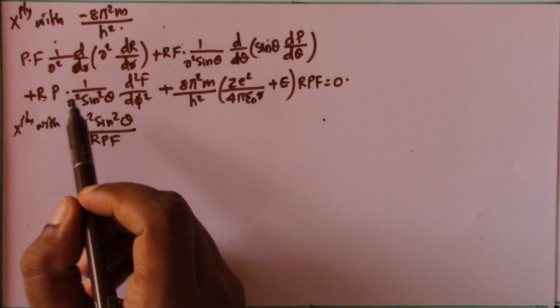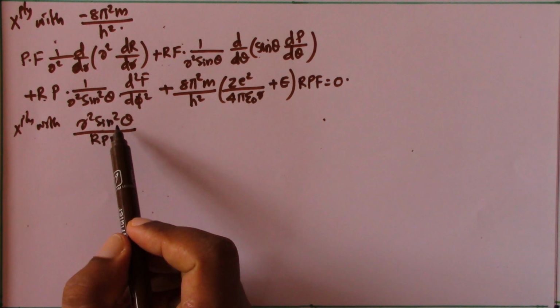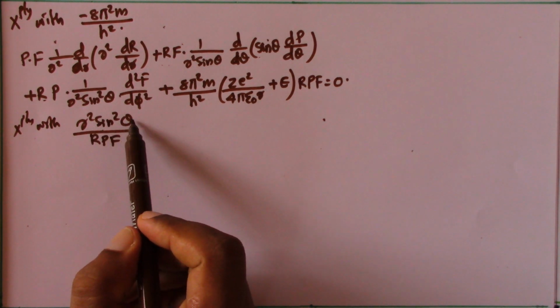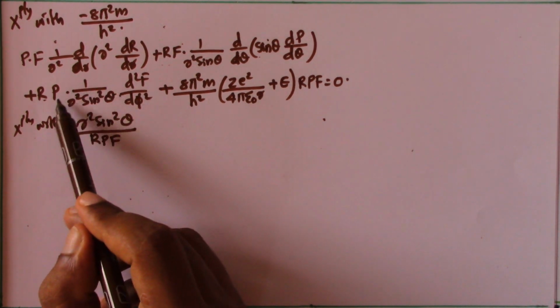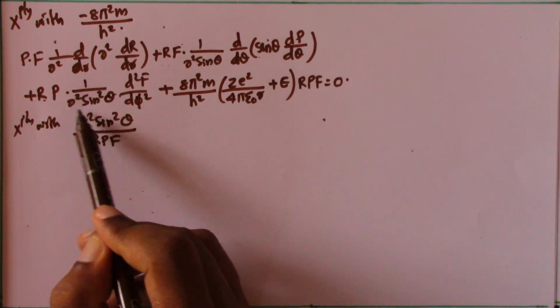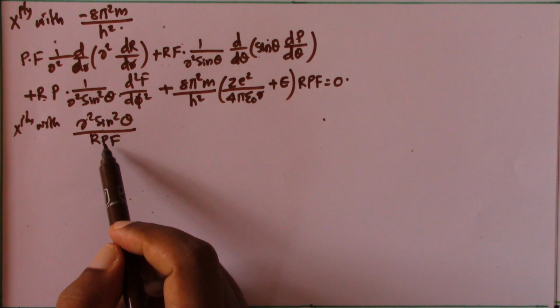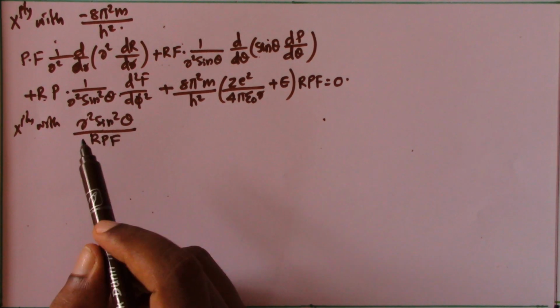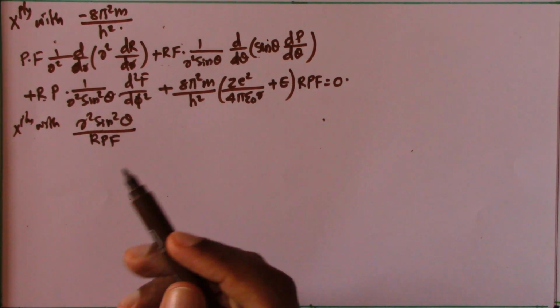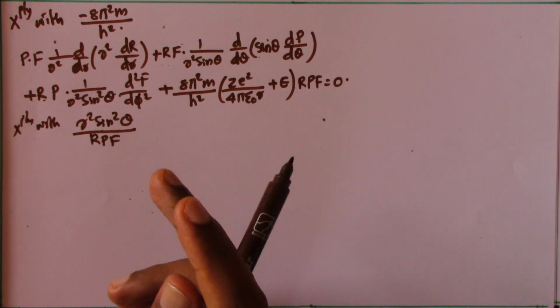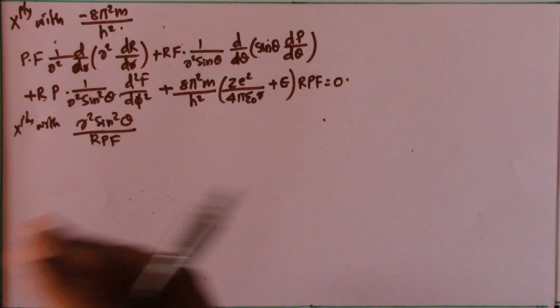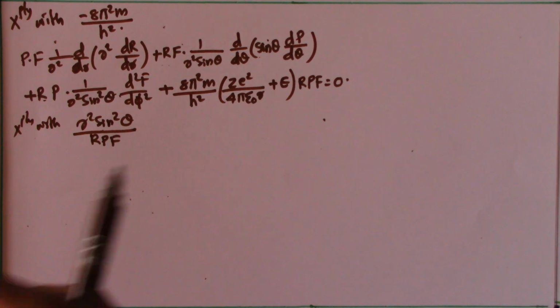So what I am going to do here is that I am going to multiply this with the r square sine square theta. R square sine square theta is the denominator of this term. See, r square sine square theta. Then I am going to divide all the terms with the RPF, so that I can separate the variables. Okay, I can separate them. At least in some terms the variables will be separated. We can check how it is coming.